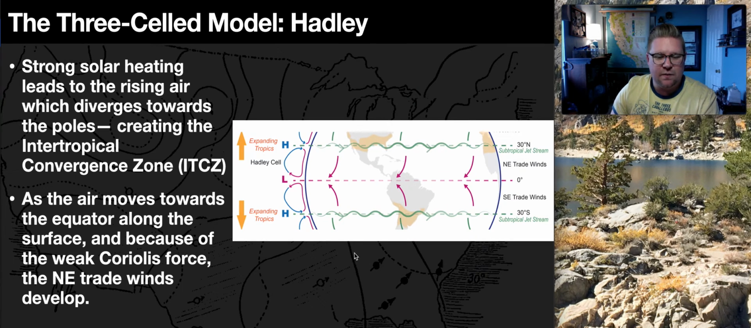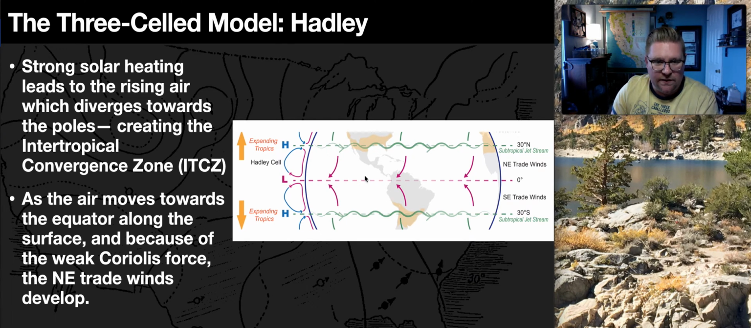So here we have a diagram. I cropped it so you can only see this section, the northern Hadley cell and the southern Hadley cell. Because of strong solar heating, it leads to rising air, which diverges towards the poles, creating the intertropical convergence zone, which rides along on either side of the equator.